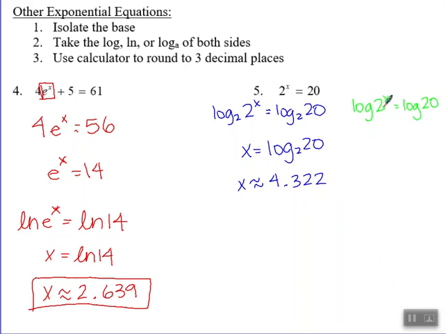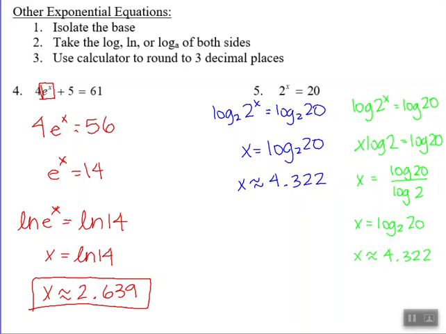We know that log of 2 to the x can be rewritten as x times log of 2. Since this is x times log of 2, I can divide both sides by log of 2 and get x equals log of 20 over log of 2, which by the change of base formula is the same thing as log base 2 of 20. So again, we end up with the same answer. Taking common log or natural log of both sides of the equation work the same way and can be helpful for some problems.